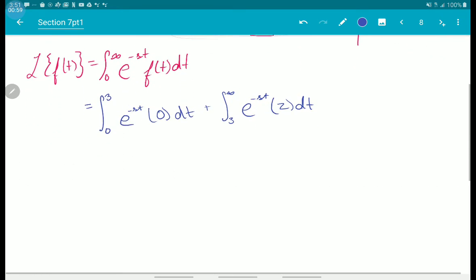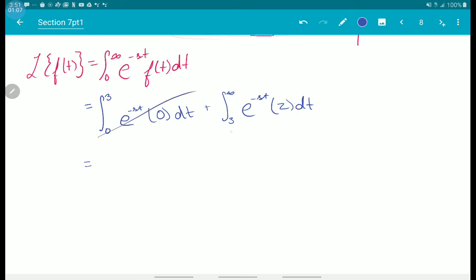So this guy, if we were to integrate and then evaluate that definite integral, that guy's just going to be 0, so I'm just going to mark it out. So we really just have to deal with this guy. I'm bringing that 2 out.